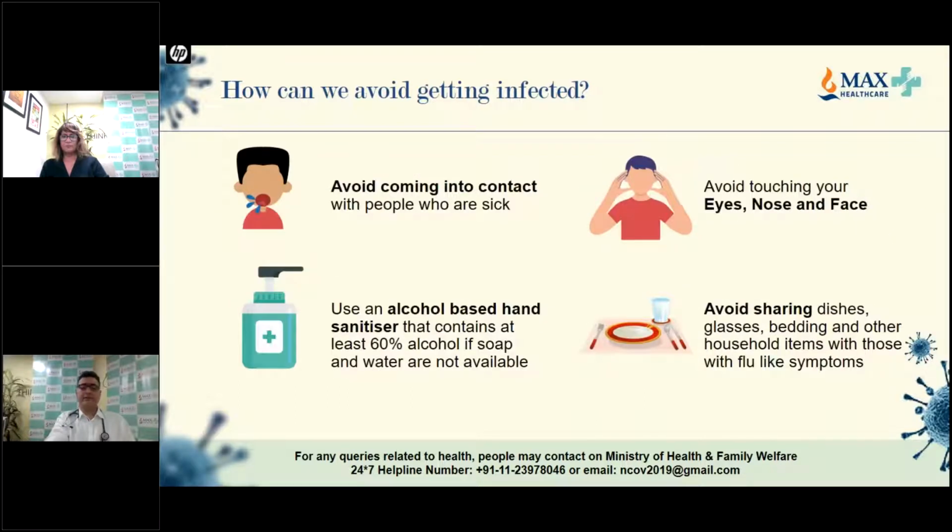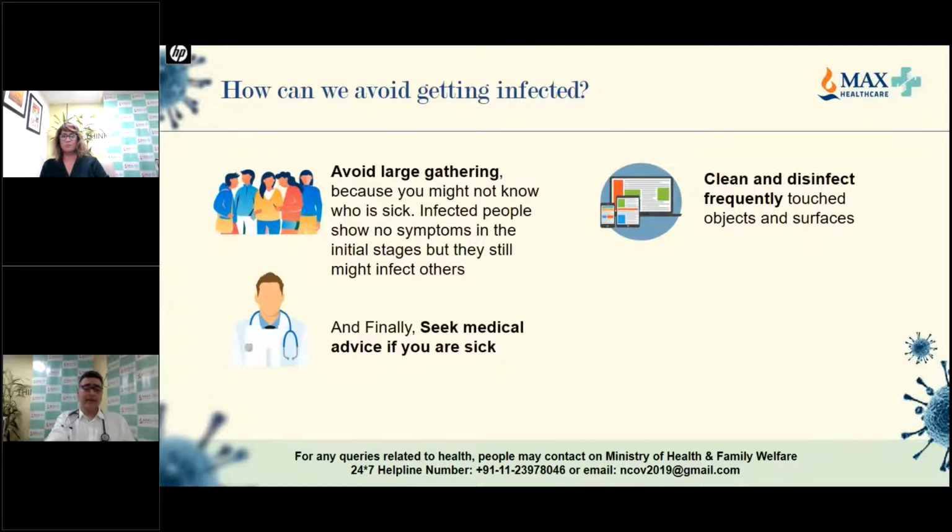So how do we avoid getting infected? Avoid coming into contact with people who are sick. Anybody who has a flu-like illness, just stay away from them. And as I said earlier, wash your hands, don't touch your face. And avoid sharing dishes and glasses with people who have fever or cough. Also avoid large gatherings, whether it's a meeting, a conference, a sporting event, whatever it is. Stay at home as much as possible. And clean the surfaces around you, your tabletop, your mobiles, your laptops. And finally, if you have symptoms of fever or cough, then seek medical advice.